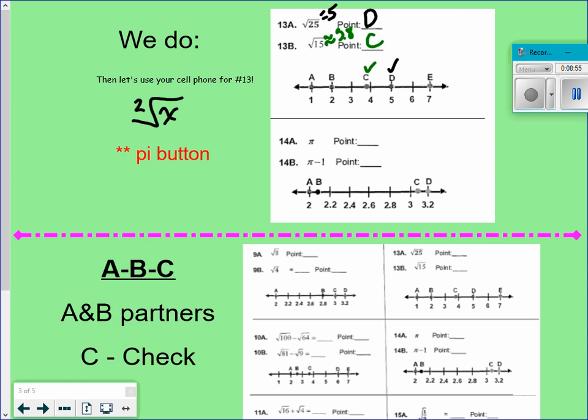Android. Okay, yours is just like the calculator. You're going to hit the square root symbol, and then put in 25.